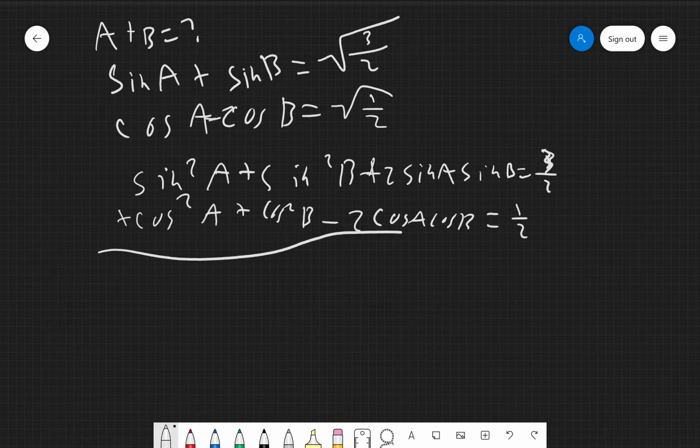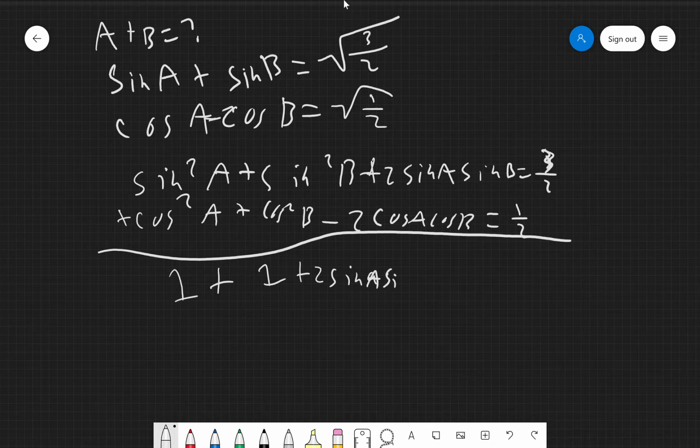If you didn't understand what I was saying earlier, you'll understand now. If I add them, you'll get sine squared of A plus cosine squared of A, which is 1. Sine squared of B plus cosine squared of B, also 1. It doesn't matter what the angle is, you just need to have that expression. Now we get a little more spicy: 2 sine of A sine of B minus 2 cosine A cosine B. I can factor out the 2, so 2 times sine A sine B minus cosine A cosine B.